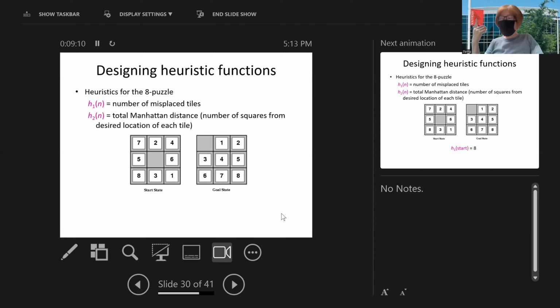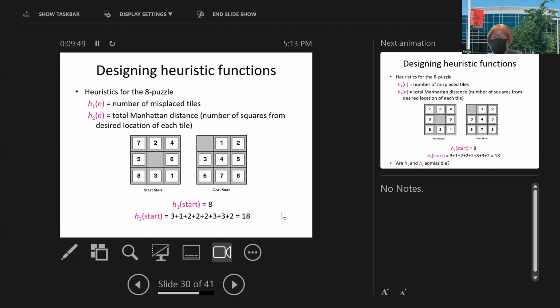H1 heuristic, the first heuristic, is the number of misplaced tiles. So for this case, for the start state, this is not like the route search, but you can still apply a search algorithm. In this case, the start state's number of misplaced tiles is 8. So that's why H1 star is 8.